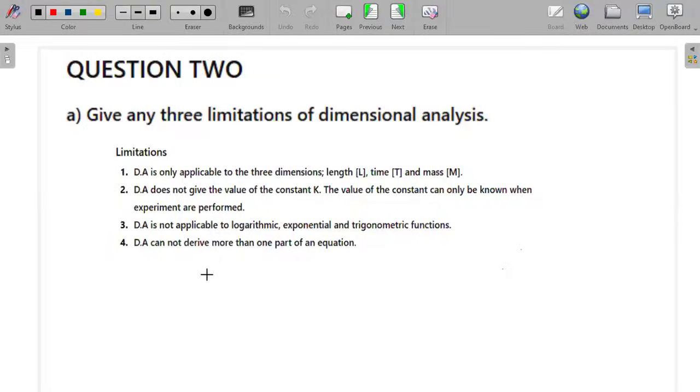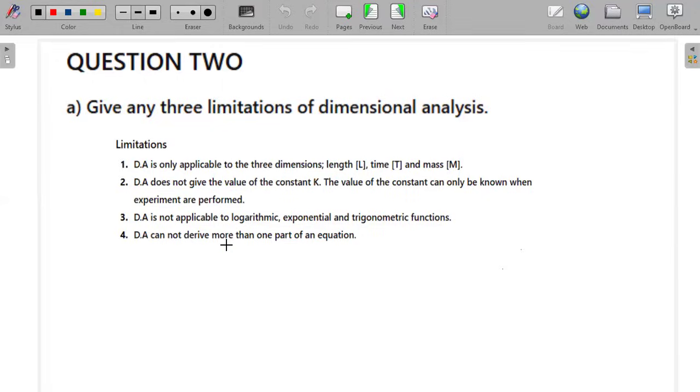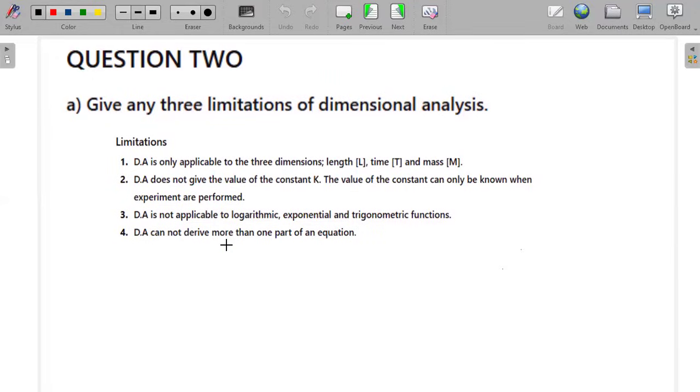All right, so let's look at this question here. Question 2 has questions on dimensional analysis, okay? The most important concepts under dimensional analysis have been asked in this question, so make sure you pay attention and know all of them. All the questions that are going to be coming under dimensional analysis will be related to the things that we are going to discuss in this question here.